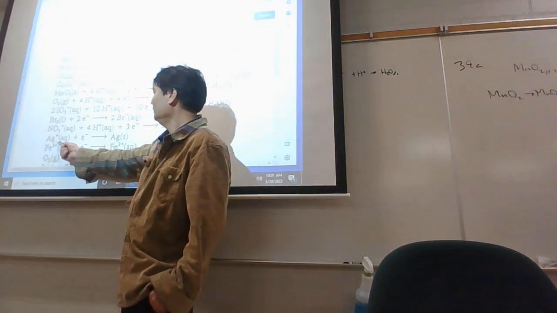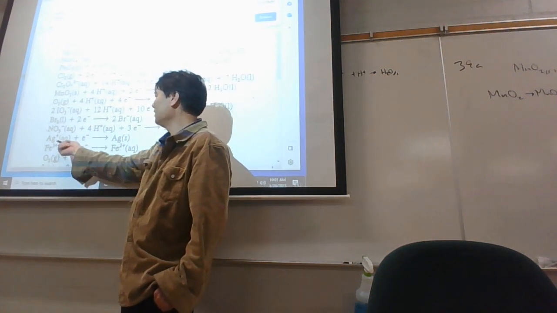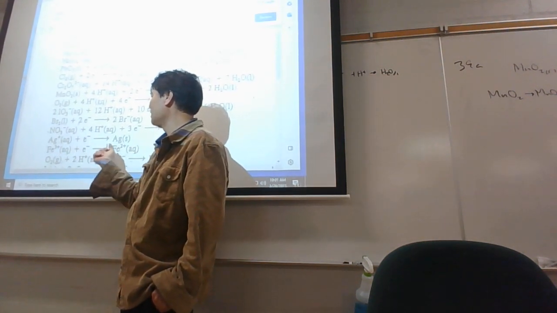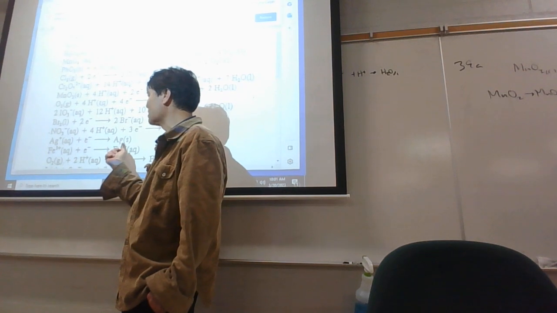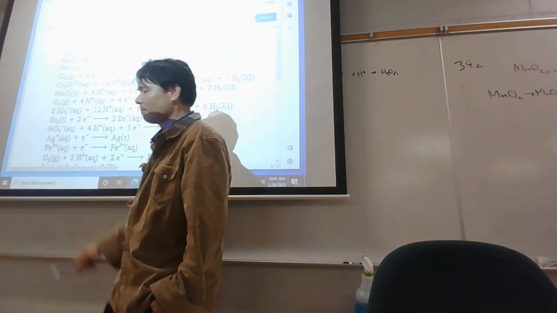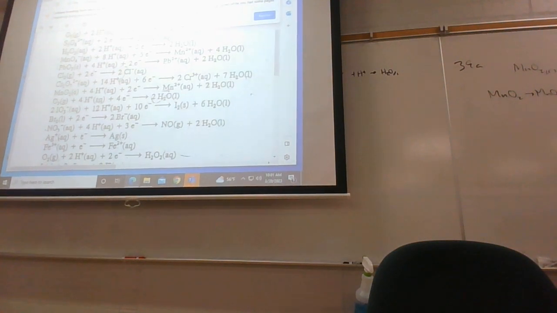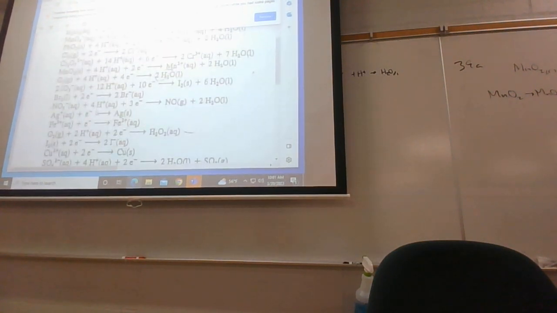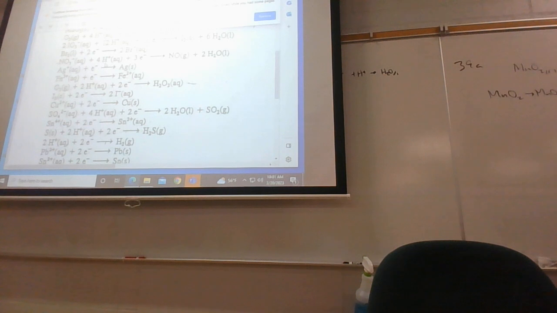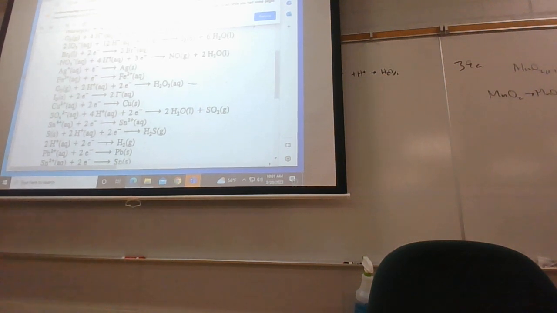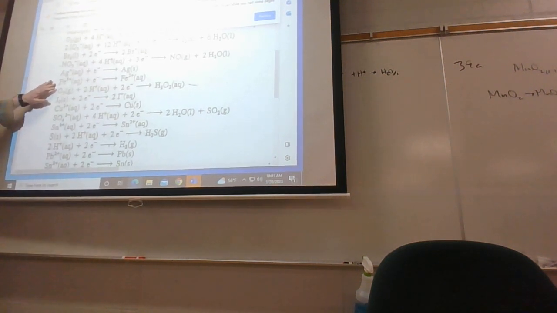Followed by silver ions. Yeah, it's +1, but it's a surprisingly good oxidizer. That's because silver metal is so stable. Another unusual one is this. What's next after silver ion? Iron 3. That's kind of interesting because iron 3 is actually a pretty decent oxidizer here.